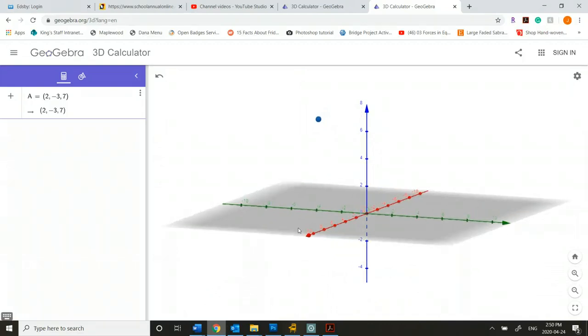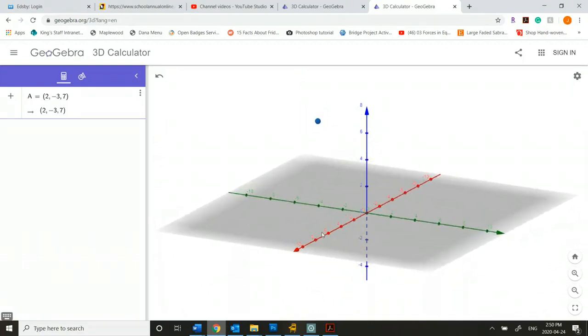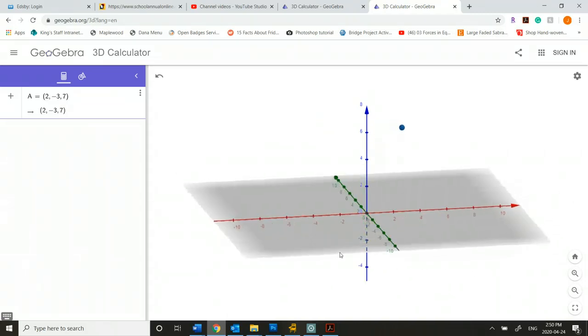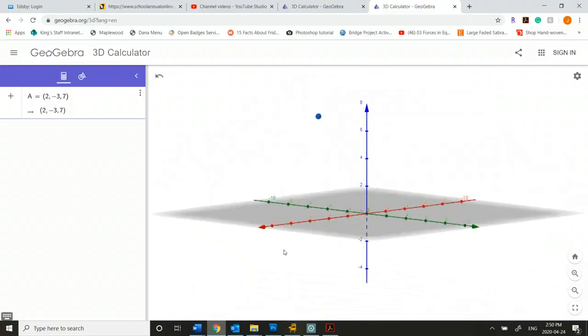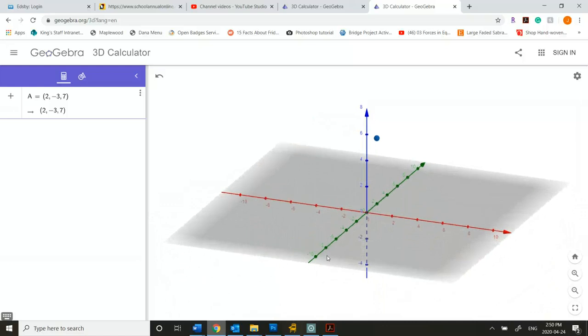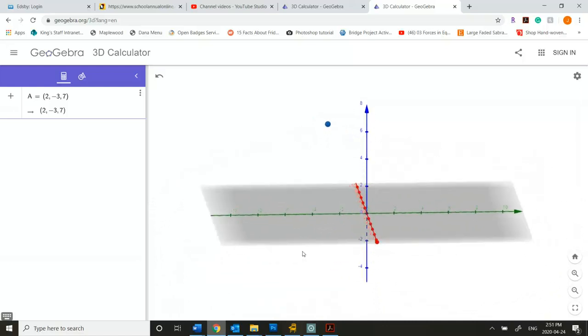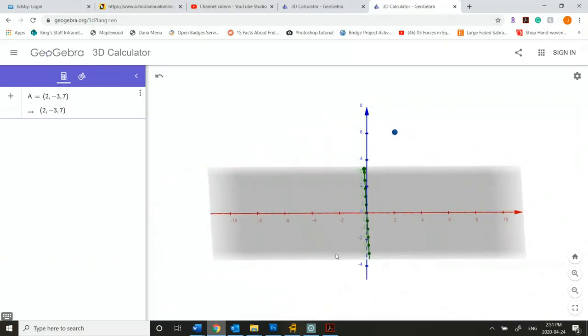So now, here's the orientation. The X axis is the red here, the Y axis is the green, and the Z axis is the blue. We can see this point out in 3D space, where Z is 7, Y is -3, and X is moved 2 units forward.